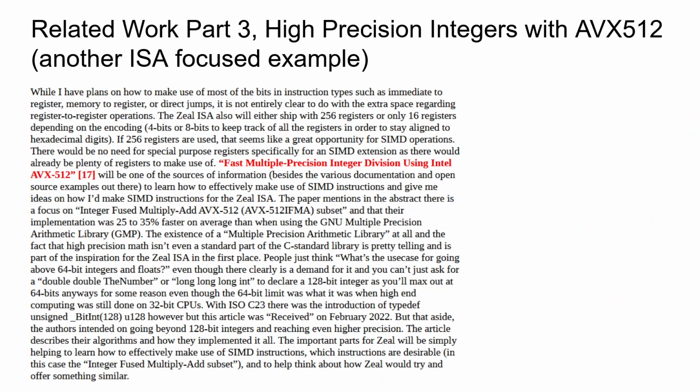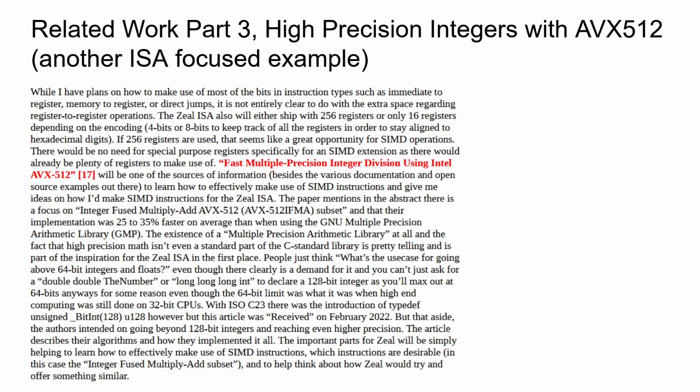Sorry. And then another ISA-focused example, that's how I'm dividing it. There are 3 sections of this related work. The first section is going to be the ISA stuff. We've got fast multiple precision integer division using Intel AVX-512, and doing that instead of using regular IEEE floats.